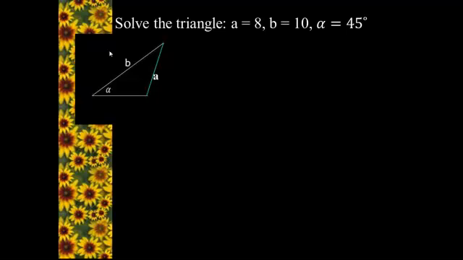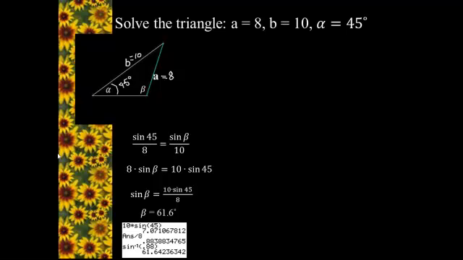Solve the triangle: A equals 8, B equals 10, and alpha equals 45. First, we always put in what we know. We know that B is 10, A is 8, and angle alpha is 45 degrees. Let's find beta first. To find the angle beta, we're going to use the law of sines.